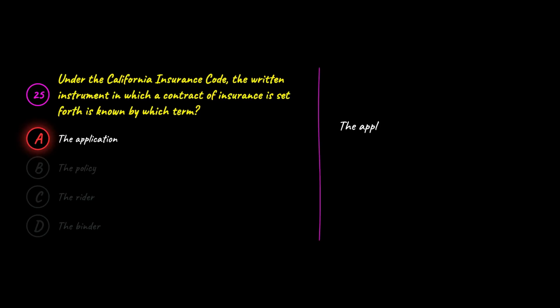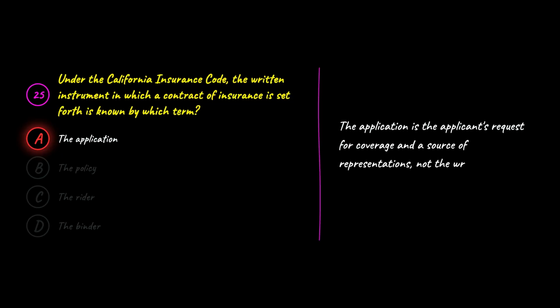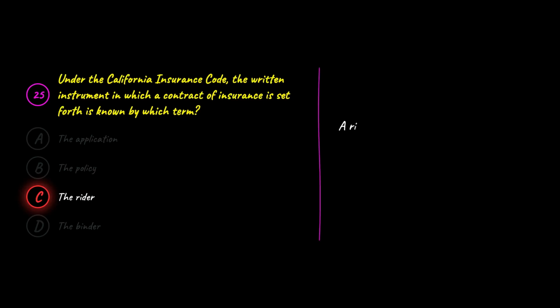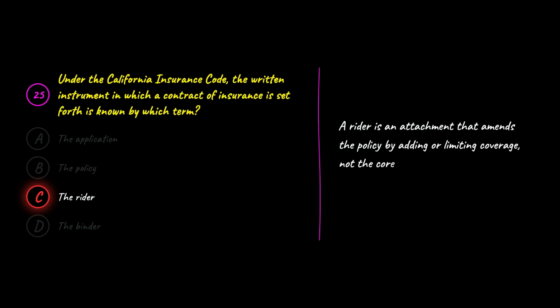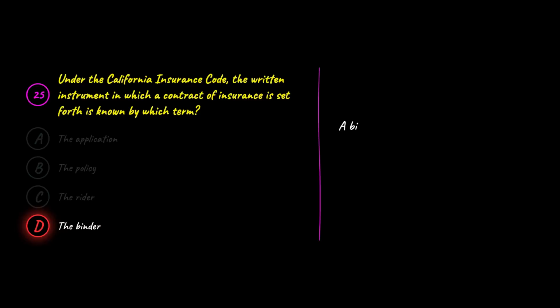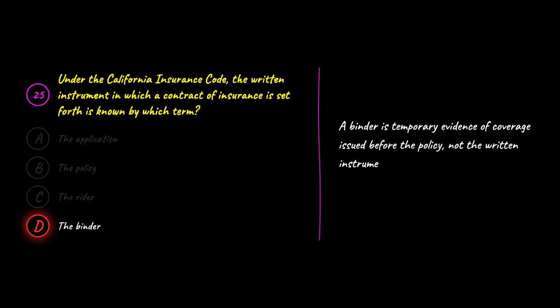A is wrong because the application is the applicant's request for coverage and a source of representations, not the written instrument that states the contract. C is wrong because a rider is an attachment that amends the policy by adding or limiting coverage, not the core instrument setting forth the contract. D is wrong because a binder is temporary evidence of coverage issued before the policy, not the written instrument the statute defines as the policy.